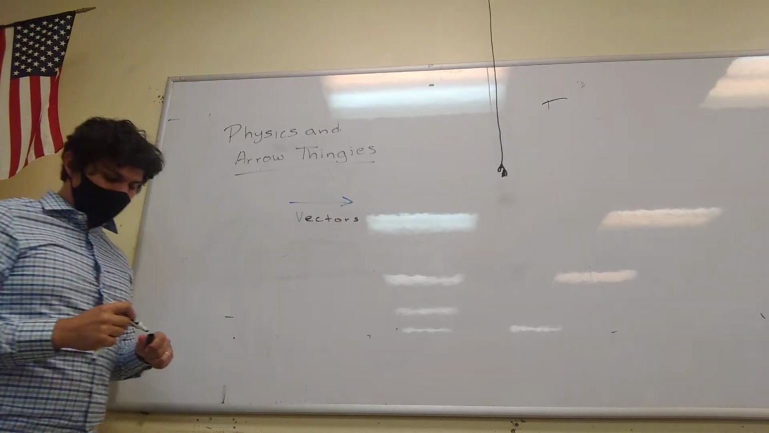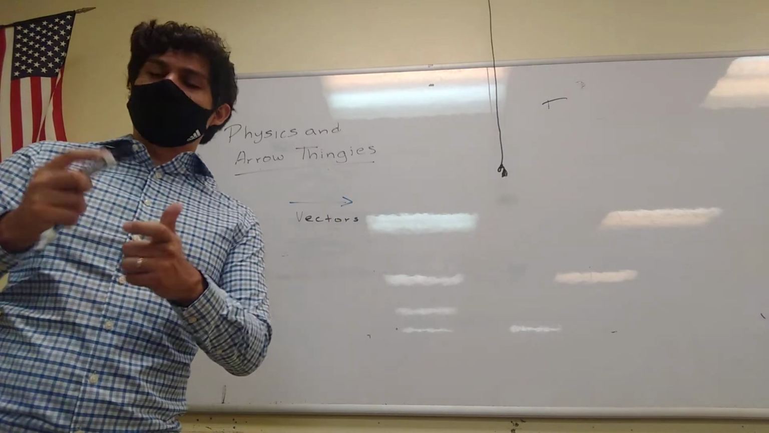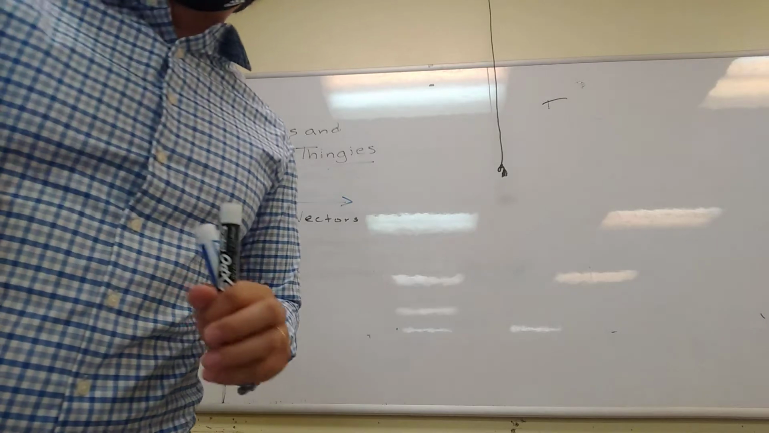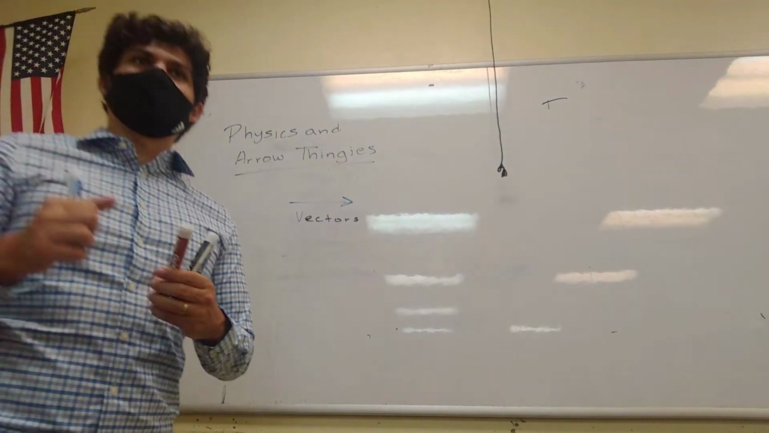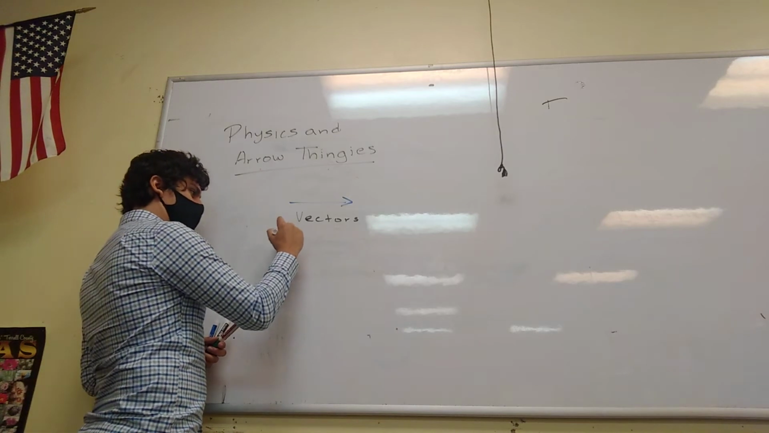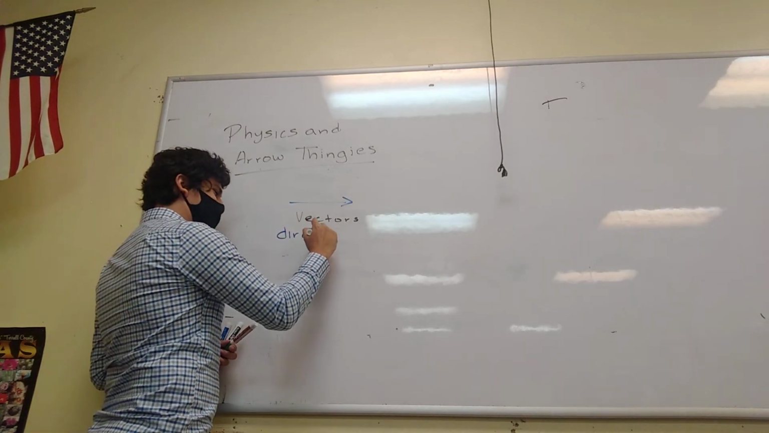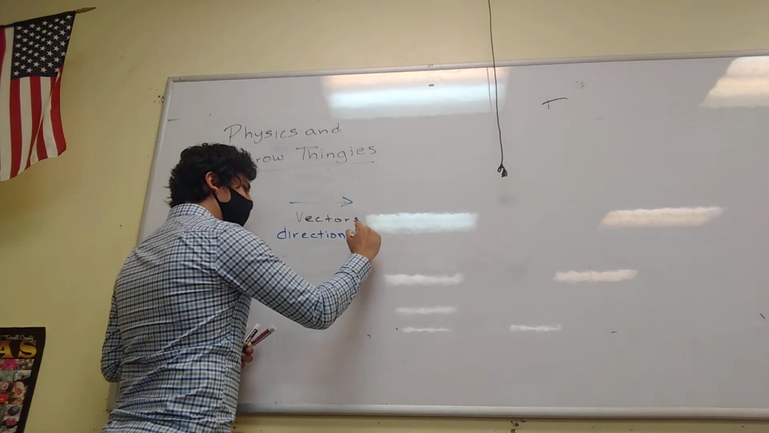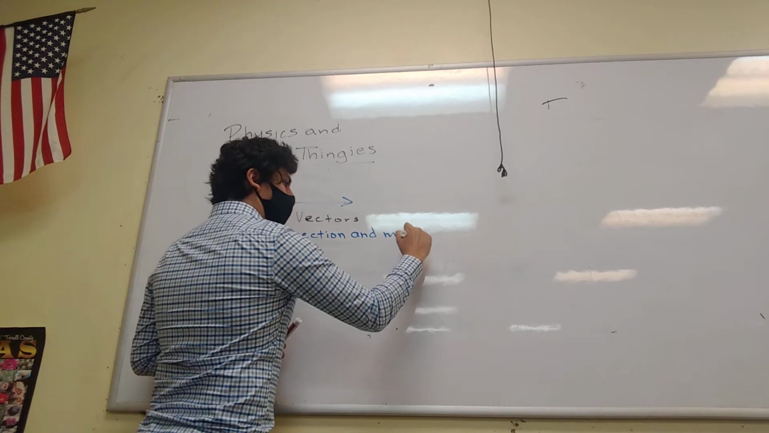Just like that villain in Despicable Me, right? Anybody hear of a vector? Yeah. In Despicable Me? Vector. He says, I'm committing crime with direction. Yes, okay, very good. All right, direction and magnitude.